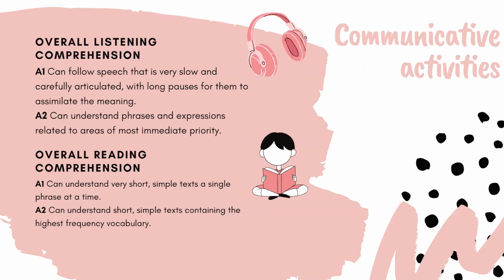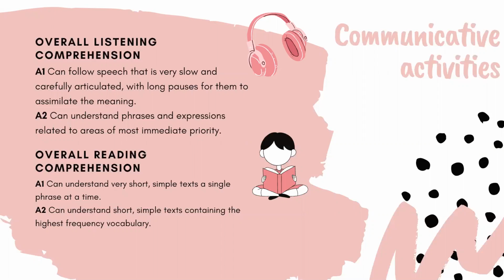Now let's talk about the overall communicative activities users can achieve. Regarding listening, A1 users can follow speech that is very slow and carefully articulated, with long pauses for them to assimilate the meaning. It is very hard for them to understand native speakers.